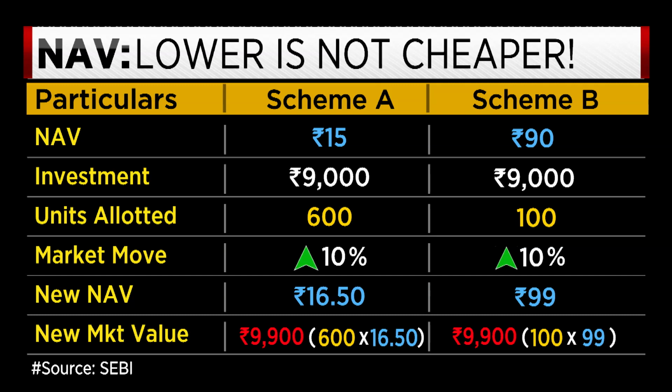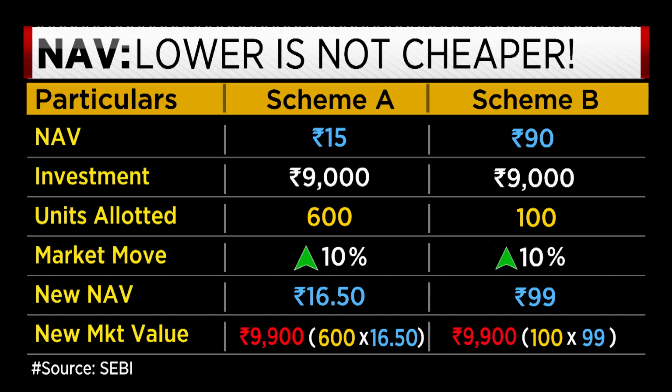Now, if we assume that both funds see a 10% rally in terms of their performance, what will be the new NAV? For scheme A, the new NAV will be 16.5. For scheme B, the new NAV will be 99, right? So in absolute terms, you're getting 1.5 rupees appreciation on the scheme with the lower NAV, that's scheme A, and you're getting 9 rupees appreciation on scheme B, which went to 99 rupees in total, right? But in terms of percentage growth, both are equal, right?